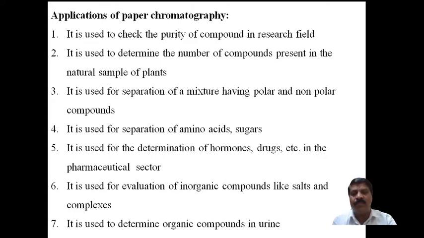Collectively, all three are clubbed together, and I just have to say what the applications of paper chromatography are. It is used to check the purity of a compound in the research field. Whether by ascending, descending or radial, radial is rarely used and is for special cases where separation takes place. Usually ascending is more common compared to descending.